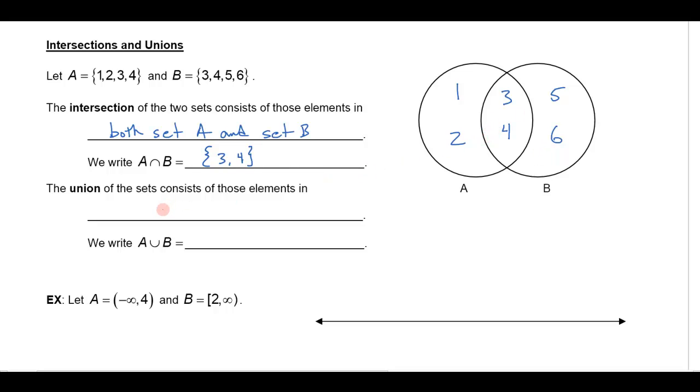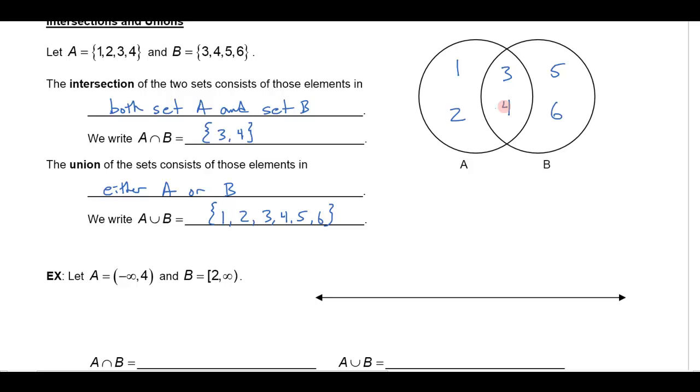On the other hand, the union of the sets consists of those elements in either A or B. So A union B, well, I know one is in either A or B. It's not in both of them, but it is in one or the other. So in fact, 1, 2, 3, 4, 5, and 6 are all in the union of those two sets. All right, so this is a simple example with a finite number of elements.